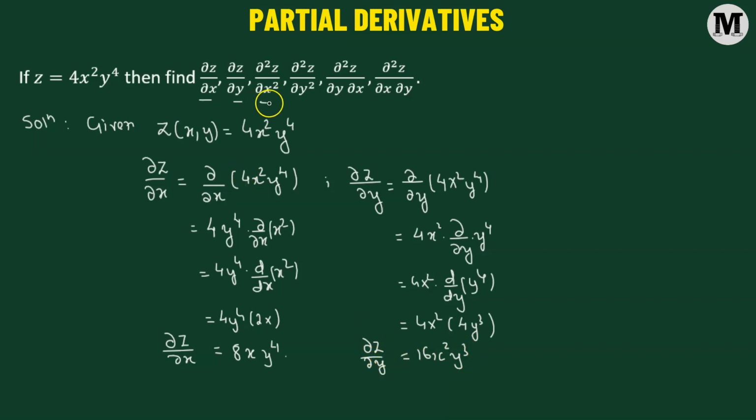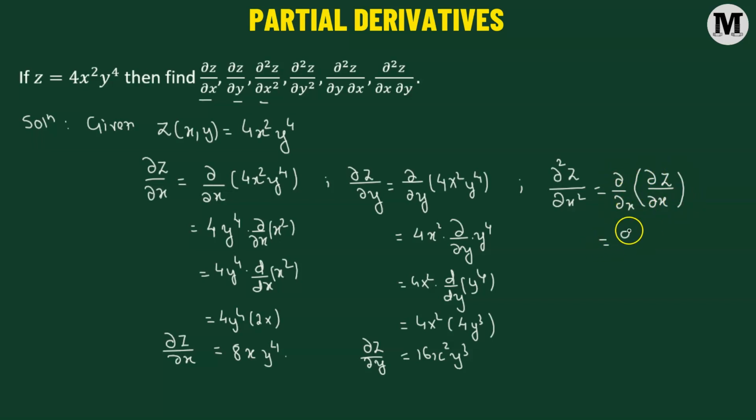Let's go to the third partial derivative. Now this is a second partial derivative. That means second partial derivative of z with respect to x. Now let's try to simplify this. This can be also expressed as partial of z with respect to x. That is what we are going to compute first. And once we have that value, we are again going to take its partial derivative with respect to x.